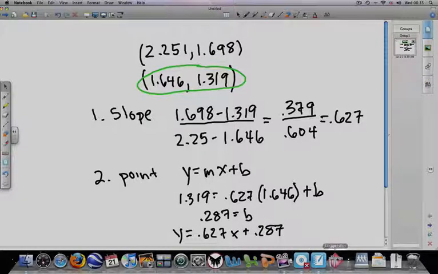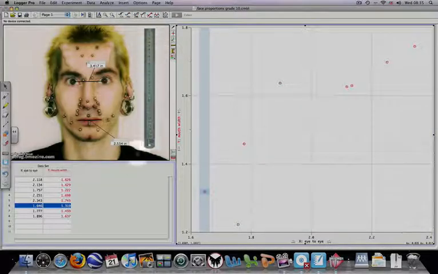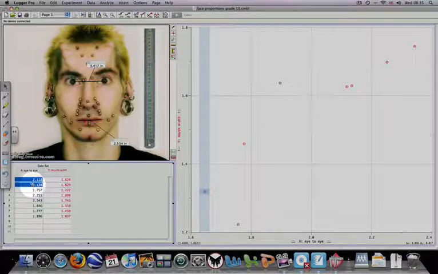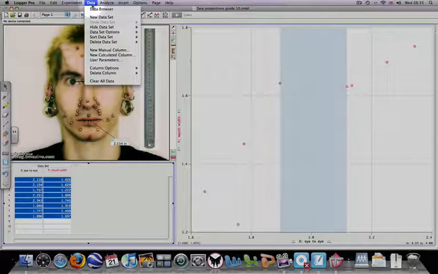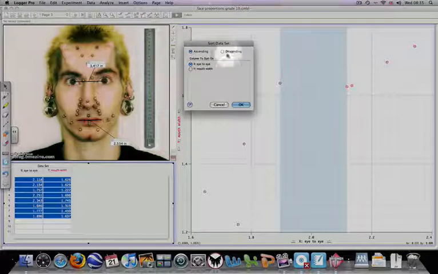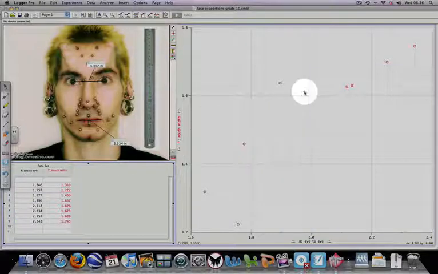If I go back to LoggerPro, in order to put any equation on the graph, the first thing you have to do is sort this data. You highlight all of them, go to Data, Sort Data, and you have 2 options: ascending or descending, and then which column you want. Always sort by the x. Ascending or descending doesn't matter, though I always go ascending. It didn't change the scatter plot at all, but it changed all the x values to be in order. You see 1.6 is the smallest and 2.3 is the biggest.